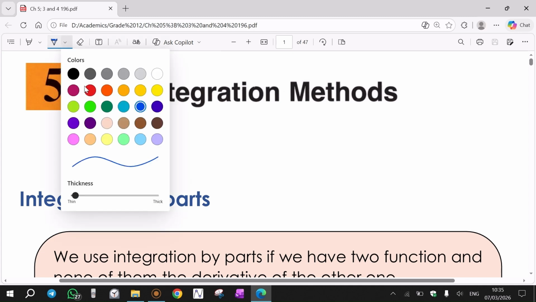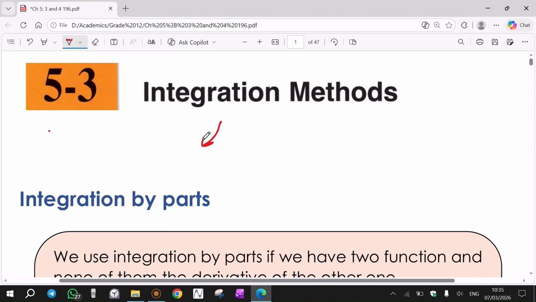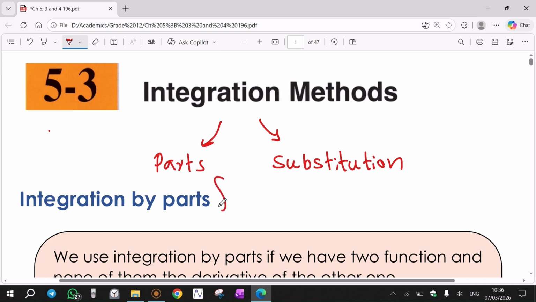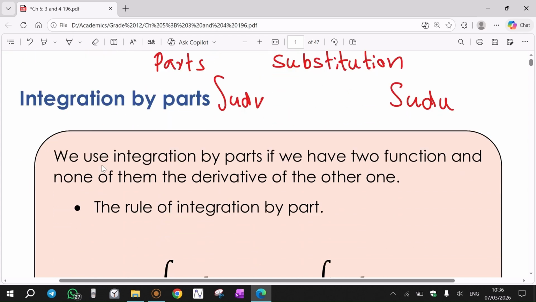We have two methods to do integration. We have integration by parts, and we have integration by substitution. Integration by parts is commonly known as integral of u dv, and integration by substitution is known as integration u du. Now, let's start with integration by parts.